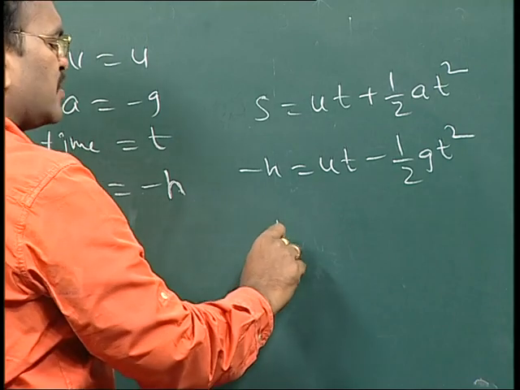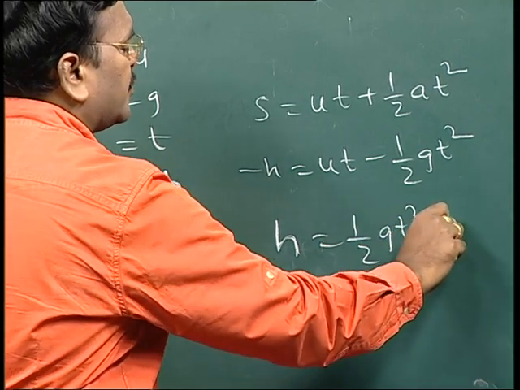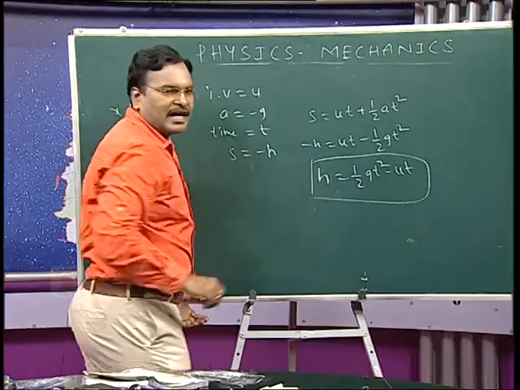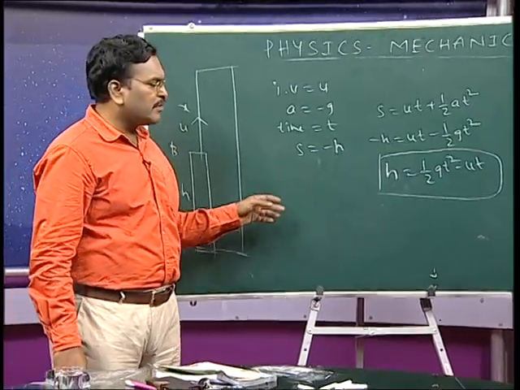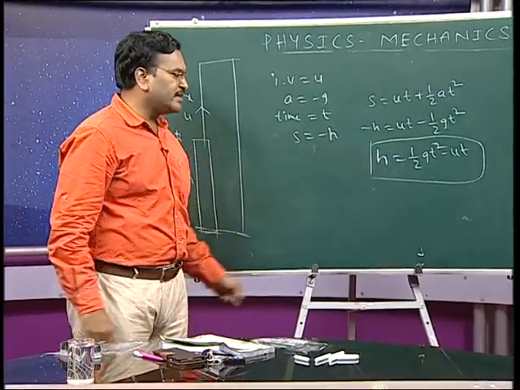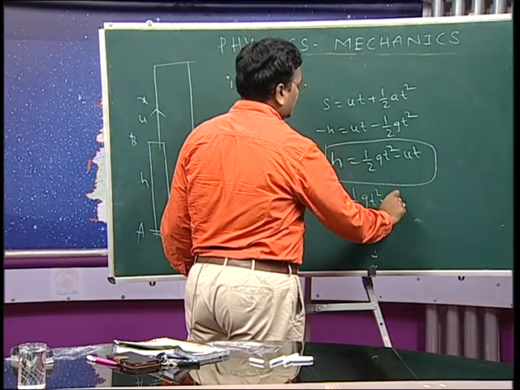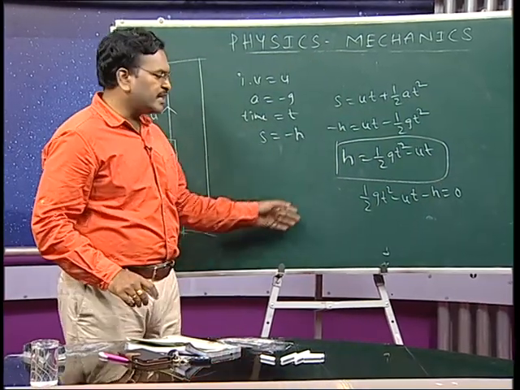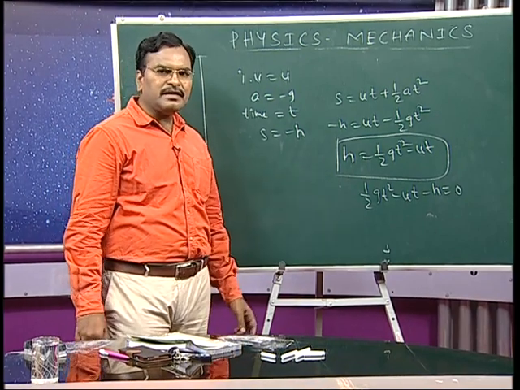h is equal to half gt square minus ut. What is h? Height of the tower. What is t? Time taken by the body in reaching the ground. It is a quadratic equation in t. What we write now? Half gt square minus ut minus h is equal to 0. So, it is a quadratic equation in t. We calculate time t.